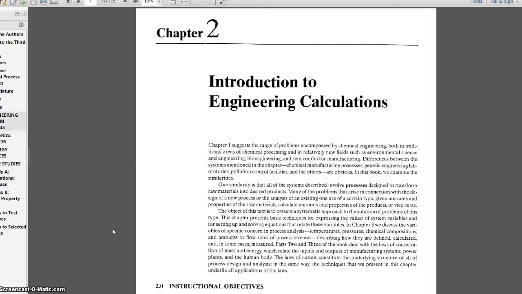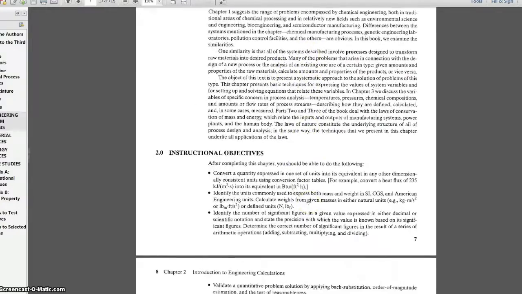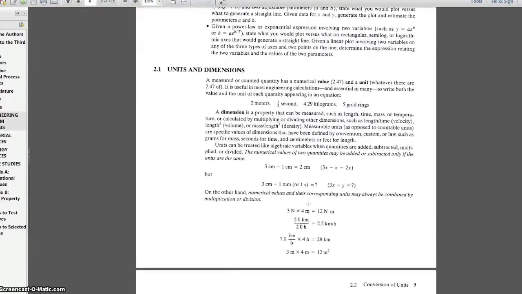Here in the textbook, chapter 2, Introduction to Engineering Calculation, we won't cover all the subtopics, but it's a good read if you want to read it, and you can use it as extra study to sharpen your knowledge. So let's start with units and dimensions.